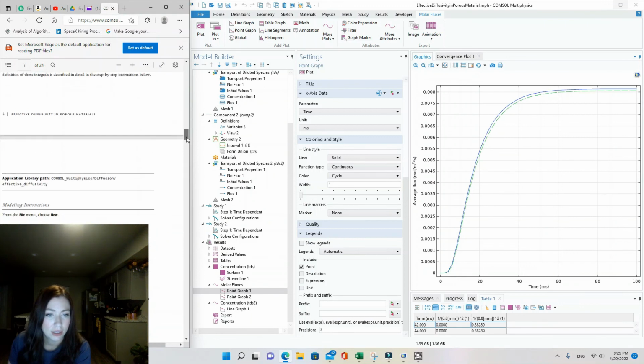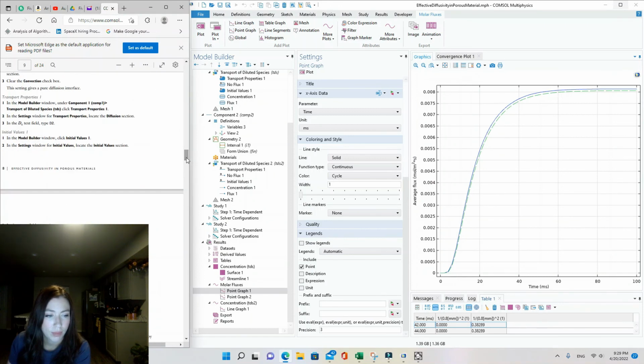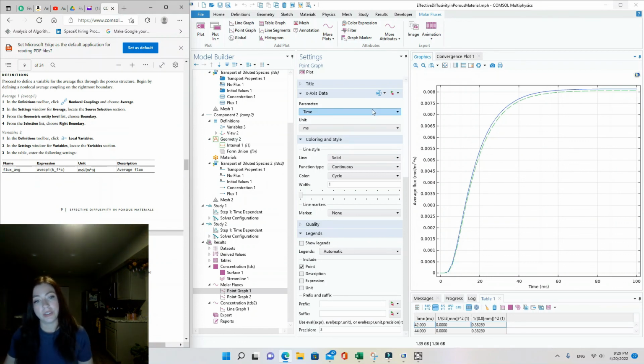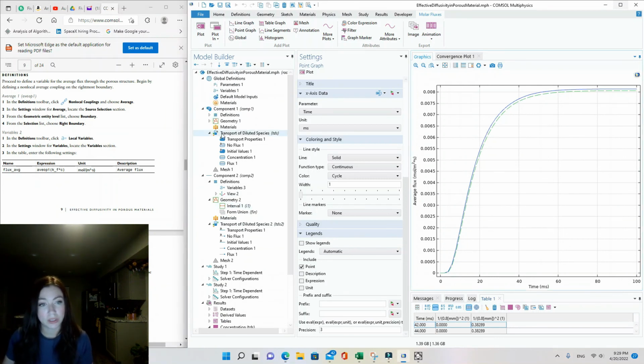And good to know that if you have a flow through a porous media, there is a special module you can buy for that, but that's in addition to the COMSOL base Multiphysics package, which is all I have. So if you're in the same boat, this is sort of a helpful workaround for modeling flow through porous media with just the basic Multiphysics.